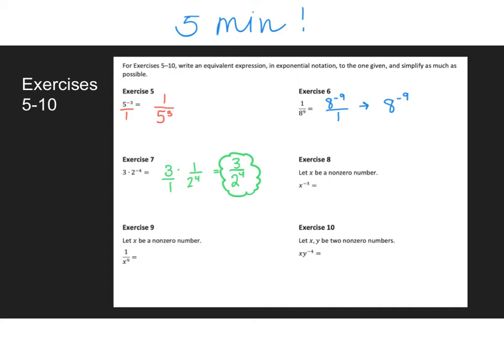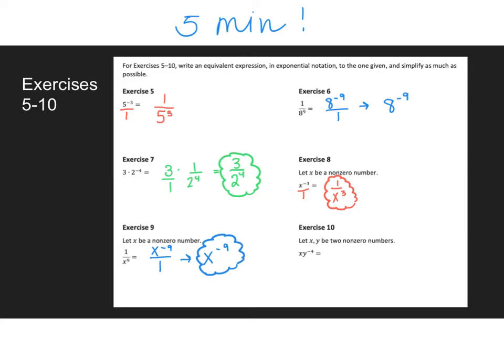Number 9 says let x be a non-zero number. We're just going to rewrite this as a fraction and then flip it upside down, making our exponent positive, 1 over x to the third. Okay. Exercise 10, we're going to work backwards. It's already been changed to a positive, so we're going to change it back to a negative. So we would just flip this upside down, change our exponent to negative, and then anything over 1 is just itself. So this is x to the negative 9th power.